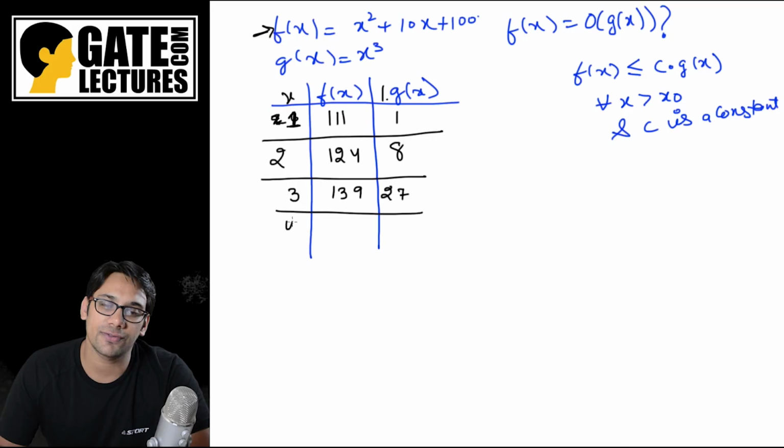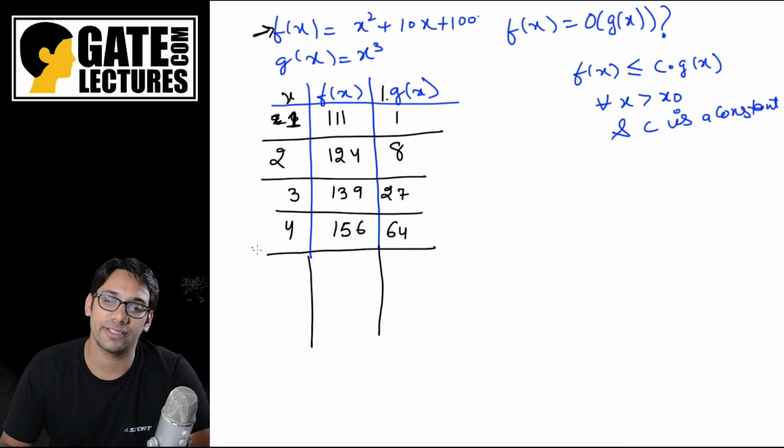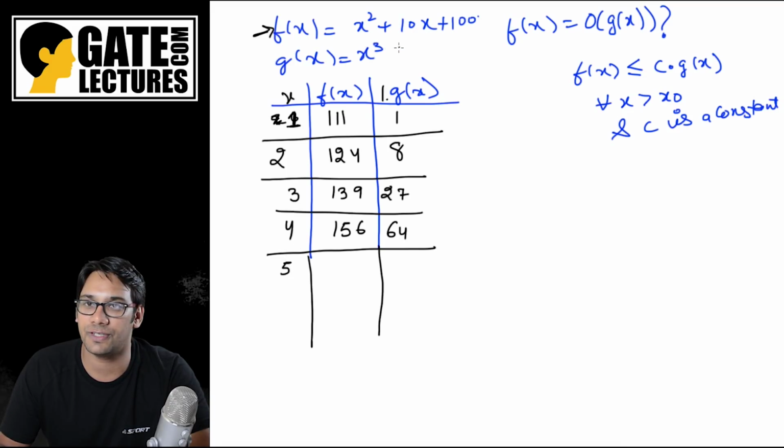If the value of x is 4, in that case f(x) will become 16 plus 40 plus 100, which is going to give you 156, and g(x) will become 64. If the value of x is 5, in that case f(x) will become 25 plus 50, which is 75, plus 100, which is 175, and g(x) will become 125.